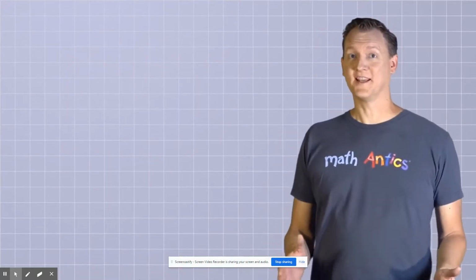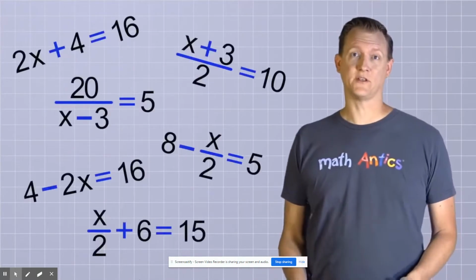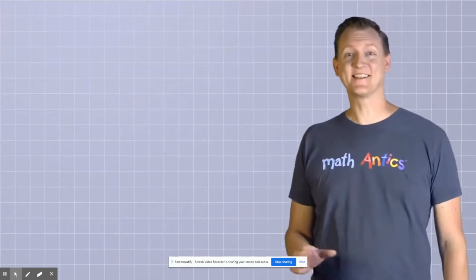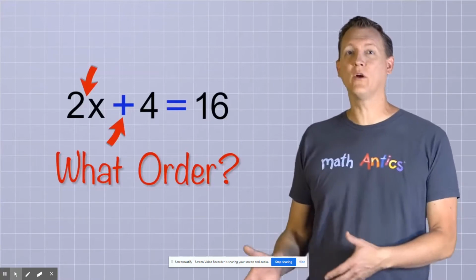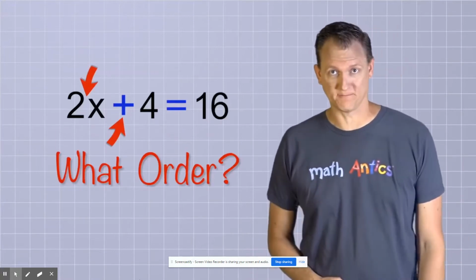The first is that there's a lot more possible combinations of those two operations. And the second is that when there's more than one operation, you have to decide what order to undo those operations in. Hello? If you need to know what order to do operations in, just follow the order of operations rules. You did watch that video, didn't you?